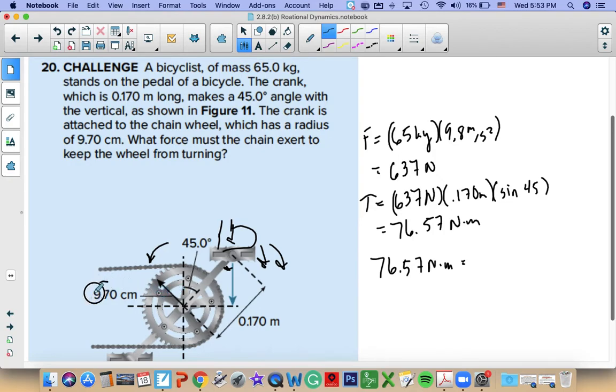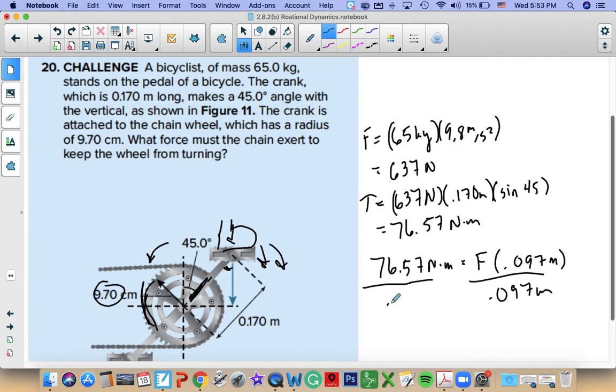Make sure you're paying attention to that, 9.7 centimeters. So force we don't know, and our radius is going to be 0.097 meters. There is no angle involved here because this is a gear. It's circular, so we don't have to worry about the angle. That's a lever, so we had to pay attention to the angle. So we just divide by 0.097, and that'll give us our force. 76.57, I have that in my calculator, divided by 0.097, and we get a force of 789.41.